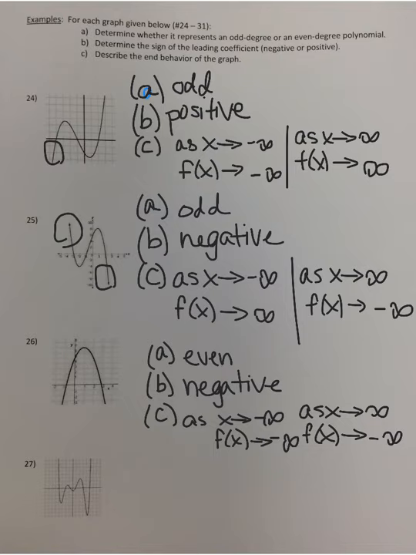Okay, 27. I'm going to have to squeeze this one in because it's way at the bottom of my screen. But we want to figure out whether that's an odd or even degree function. Let's count the direction changes. So we have 1, 2, 3, 4, 5, 6. So that's an even degree.